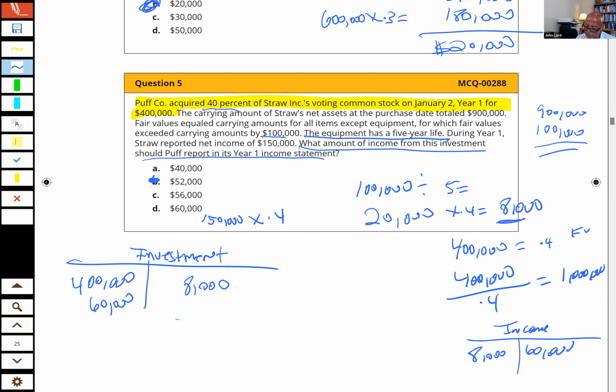So I did this little thing just to make sure, in my mind, being an accountant, that I'm fully understanding what's happening here. It was fair value of $1 million, and then they told me that extra 100,000 was all attributed to that piece of equipment, of which I only owned 40%. So I only took 40% of the depreciation. Okay.